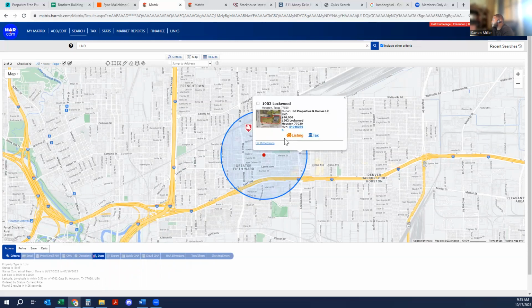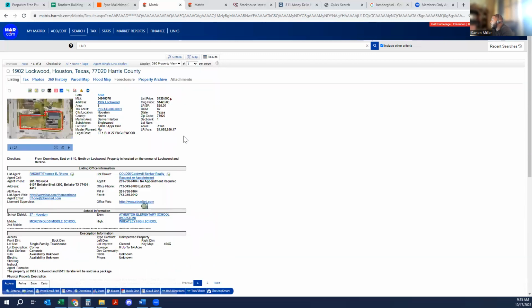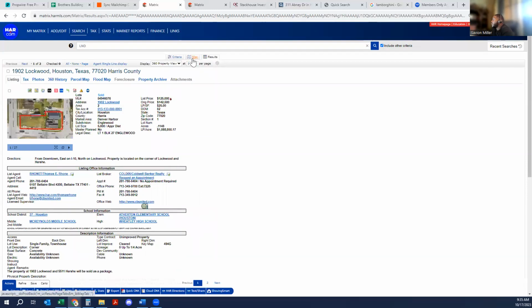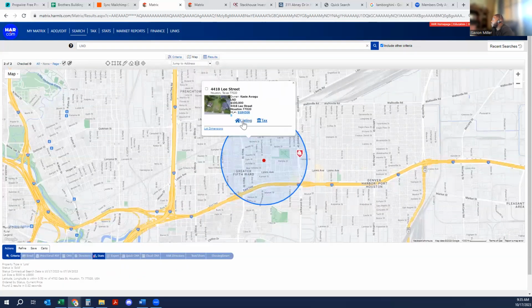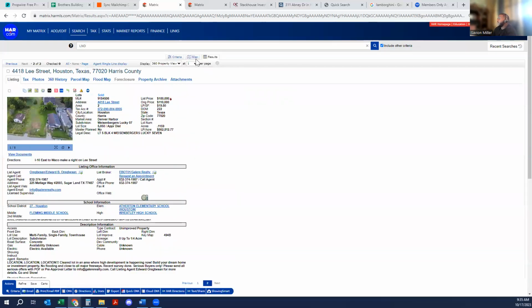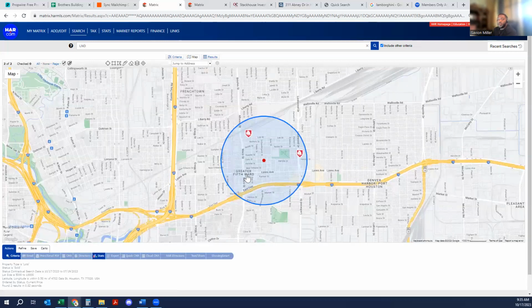So if you look at the listing, 1902 Lockwood, 5,000 square feet, sold for $18 a foot. If you go up here on Lockwood, 5,000 square feet, sold for $19.80 a foot. So based on these two comps and some of the other ones, they're buying lots on market between $18 to $25 a foot. In order for you to be profitable in this business, you have to sell it below market. You can't sell it retail if you're trying to wholesale it.